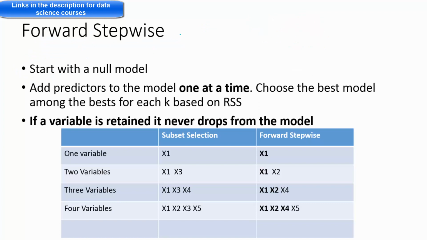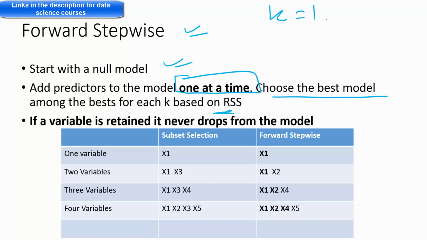So the forward stepwise approach is like this. You start with a null model and then you keep on adding predictors or features to the model one at a time. This is important to remember. And choose the best model among the best of k based on RSS. Now you remember how you took k, right? When k equals 1, you have p number of models, right? Because with x1 you can have one model, with x2 you can have one model, to xp you can have another. So you have p number of models in such a way.